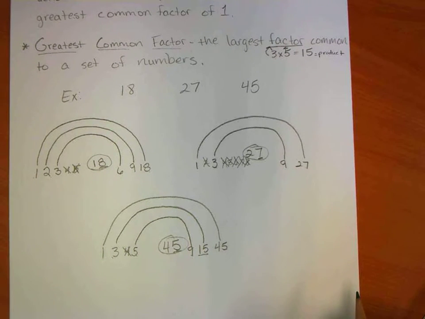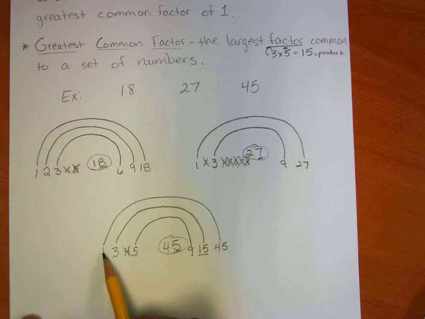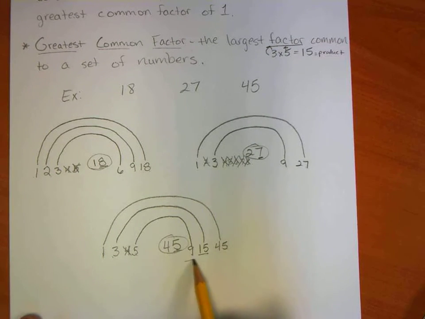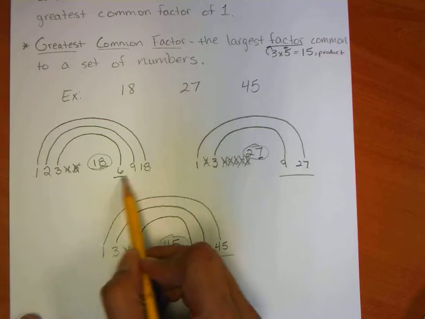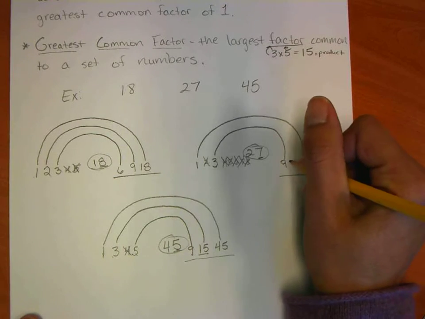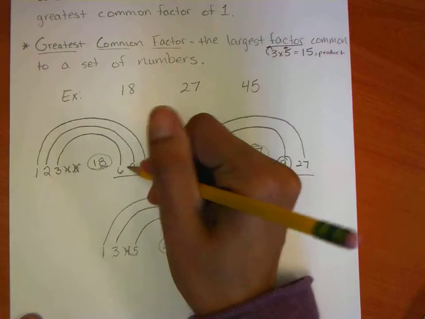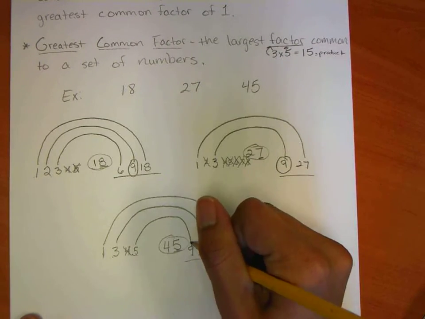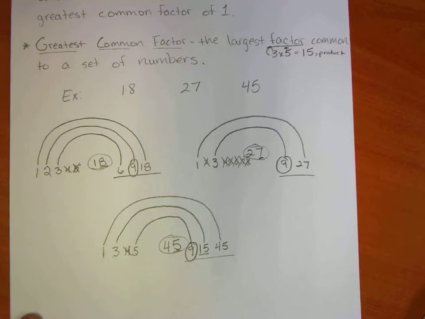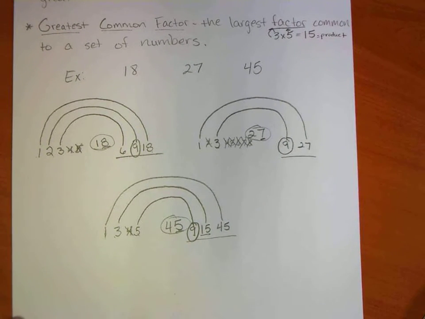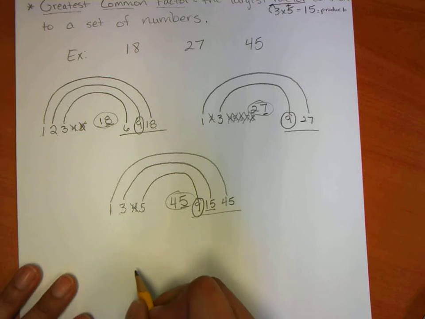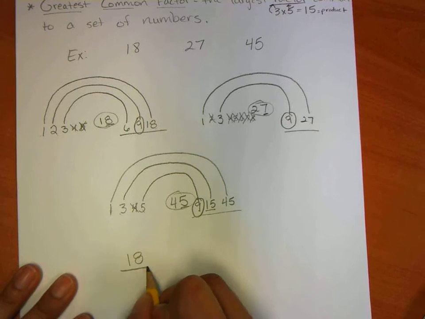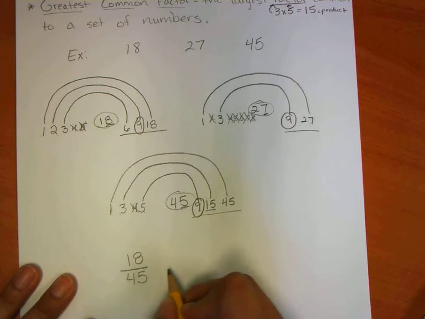When we compare all of them, because I started with all of the smaller factors on the left, beginning with 1, I'm only going to look at my right side where my larger factors are, and I see that the greatest common factor is 9 in all 3 cases. Knowing the greatest common factor will come in handy, especially if you have a fraction such as 18 over 45.